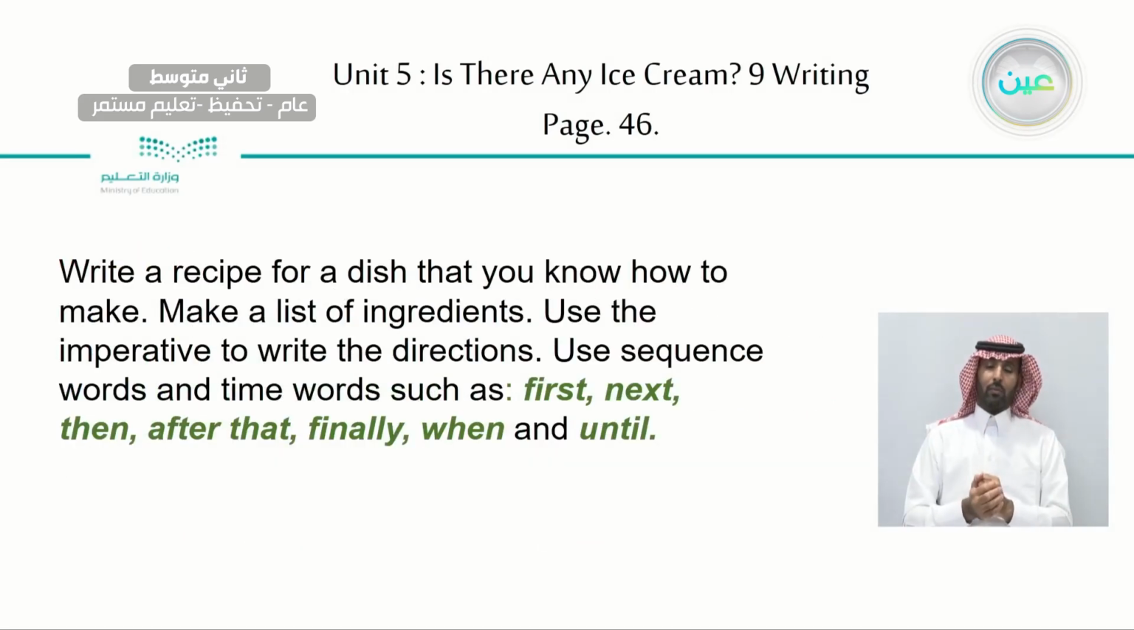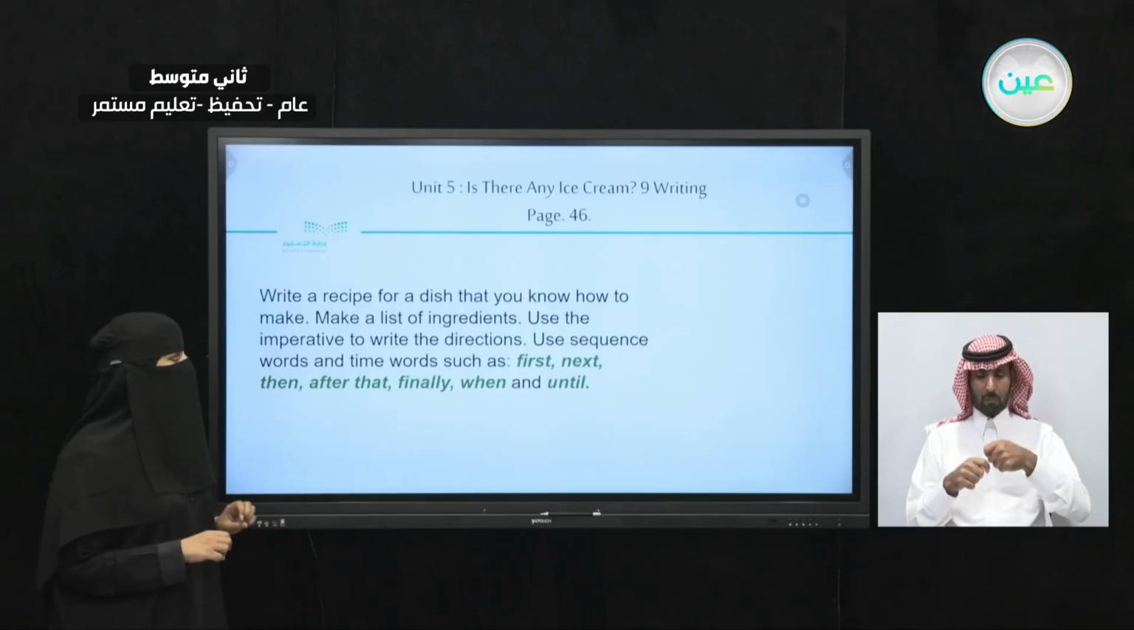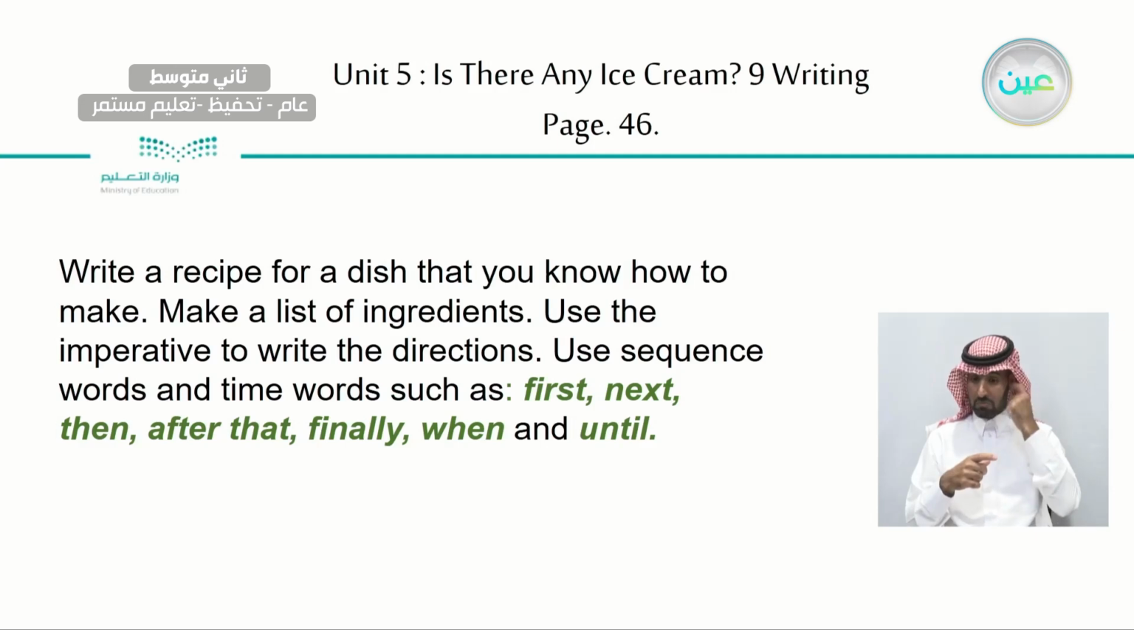Now, so write a recipe. I want you to try to do it. Write a recipe for a dish that you know how to make, and make a list of ingredients. Use imperatives to write the direction, and use sequence words and time words such as first, next, then, after that, finally, when, and until.